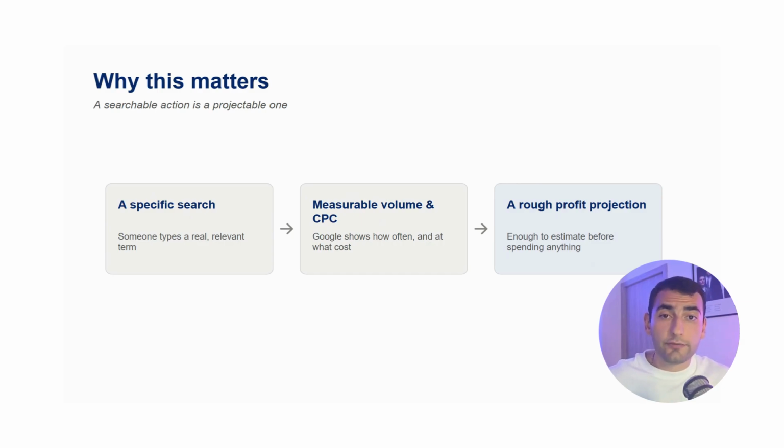Google actually gives you data on this: how many of these searches happened, and on top of that, the cost per click, meaning when someone searches for your product and clicks on the ad, how much Google is going to charge you. And based on that, we can build a rough profit projection. This data is the foundation of our exercise.